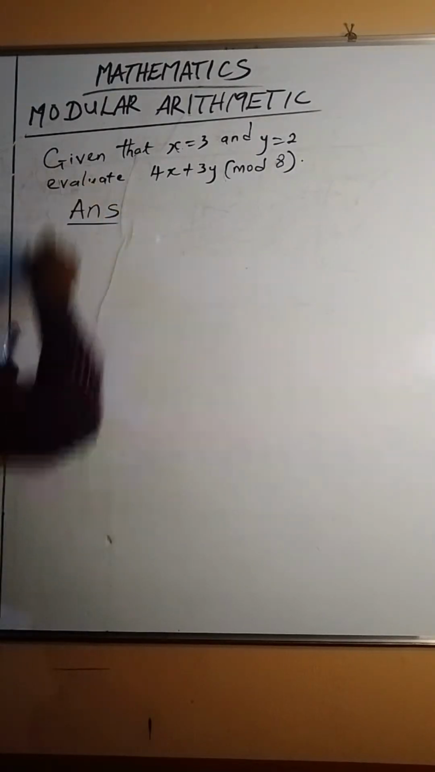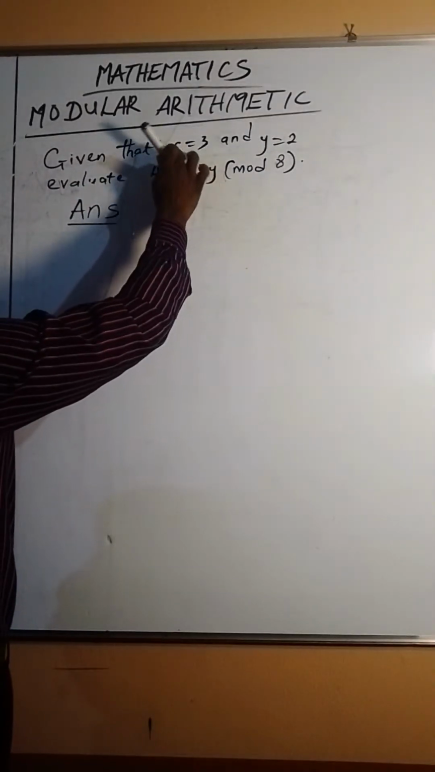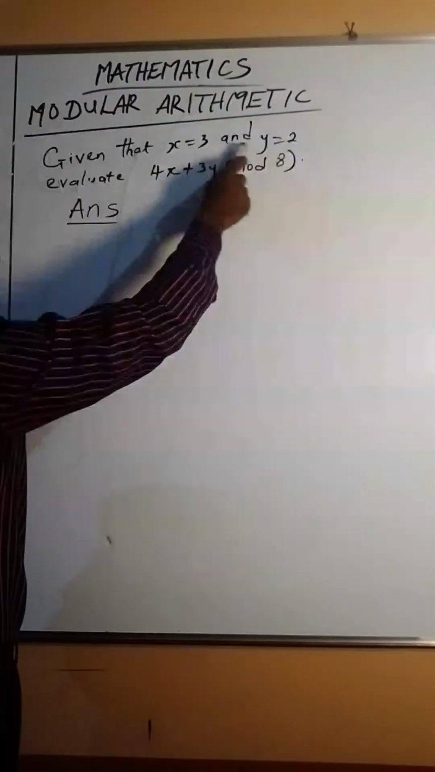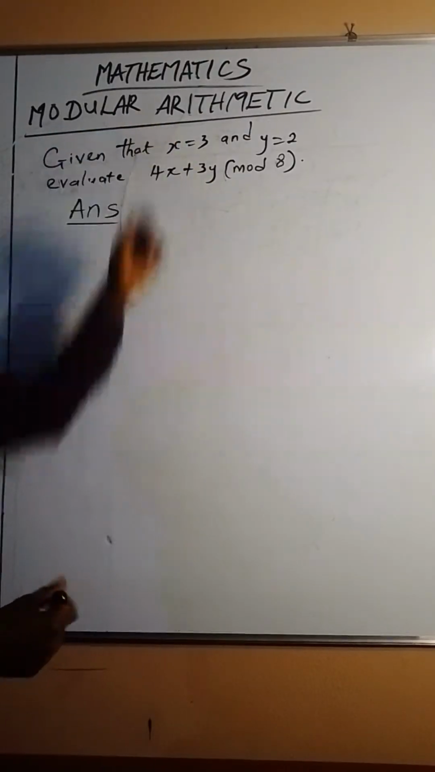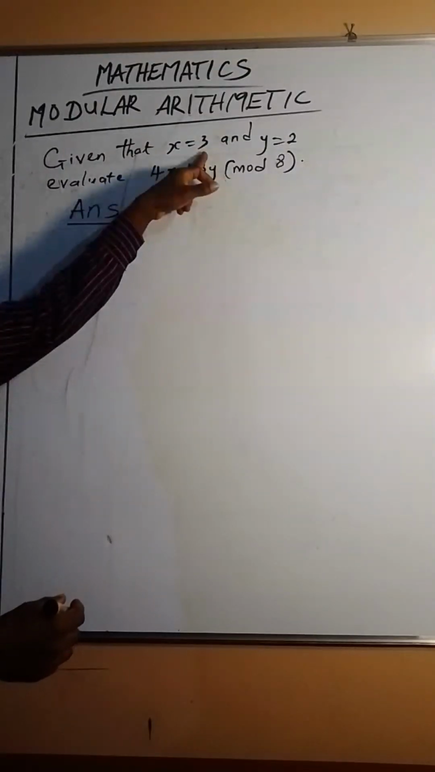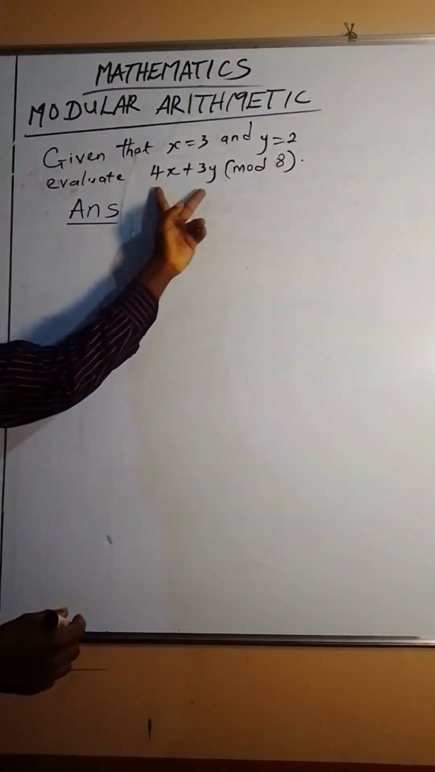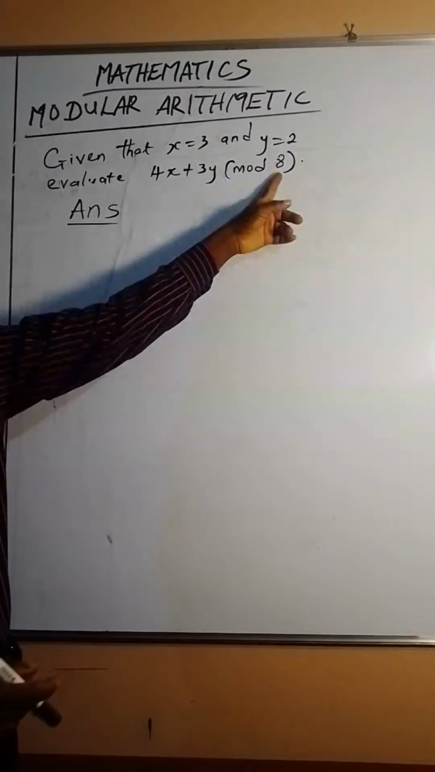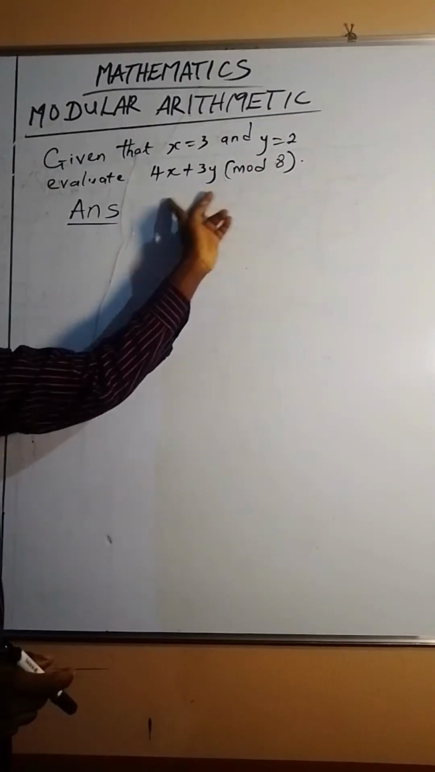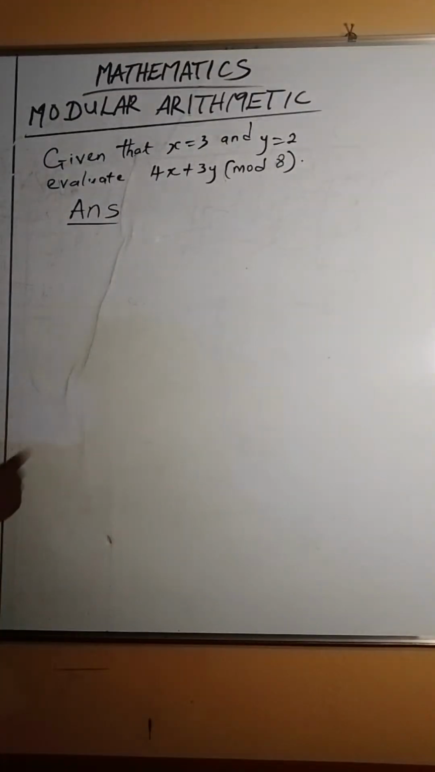Right here, we are given x to be 3 and y to be 2, and we have to evaluate 4x plus 3y. So this is a substitution type of modular arithmetic. We are going to substitute the value for x and the value for y here, then simplify or evaluate it. After evaluating it, we divide by mode 8, and whatever is left behind as the remainder is the answer to the question. So let's begin. Let the game start.